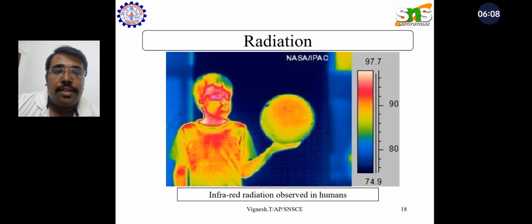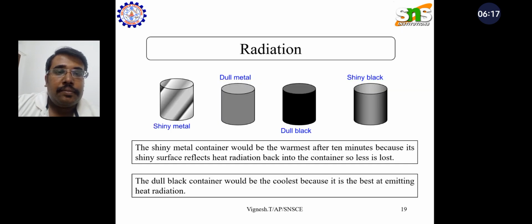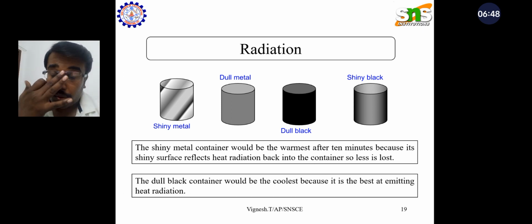This is the infrared radiation observed in humans. The red regions are generally the higher temperature regions. In this example there are four different blocks: shiny metal, dull black, and shiny black. The shiny metal container would be the warmest after 10 minutes, because its shiny surface reflects heat radiation back into the container. The dull black container would be the coolest, because it is the best at emitting heat radiation. This is all about radiation.